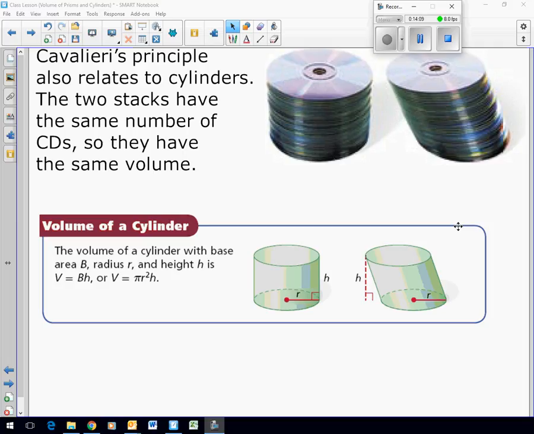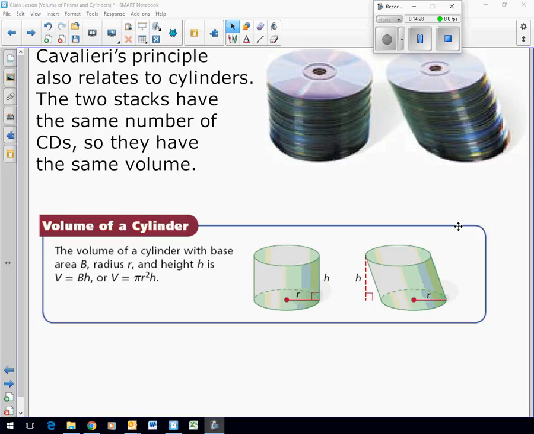Any questions on that? So could you use either one of those formulas down at the bottom? Yeah, you can use either one of them. But understand, to get big base, you're going to have to calculate pi r squared. You might as well use this one. Okay?